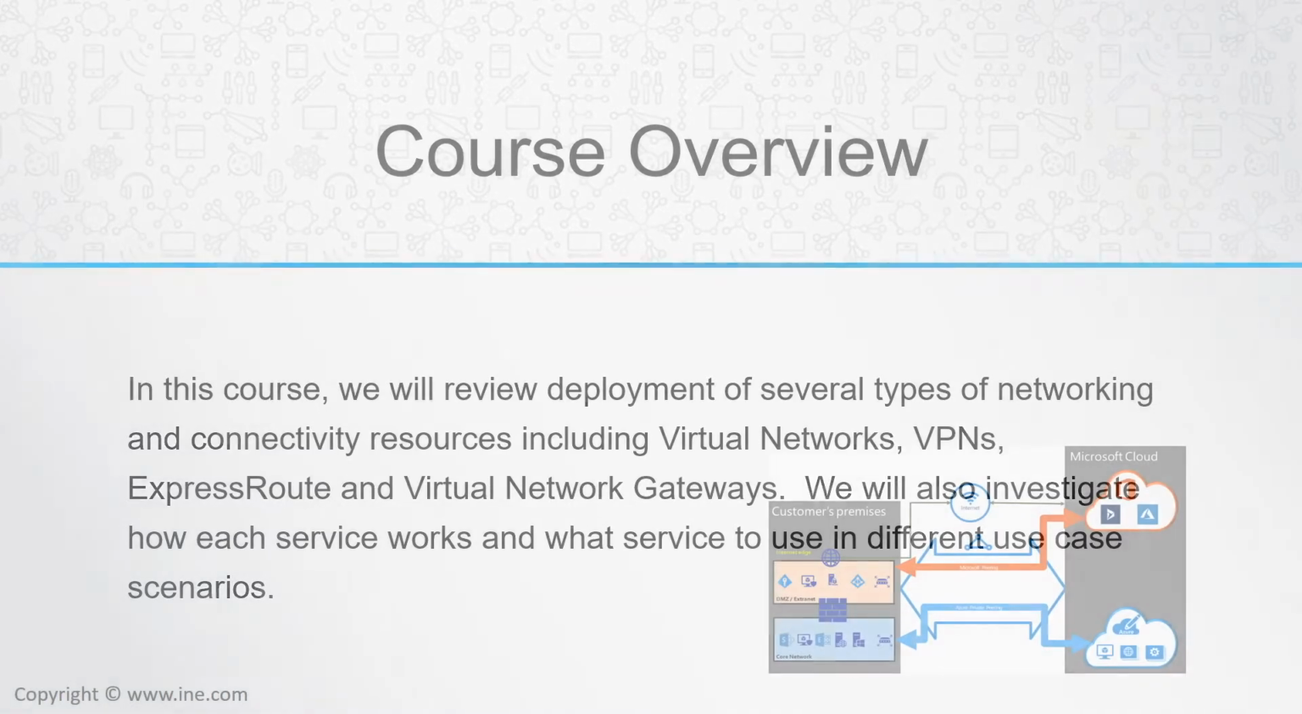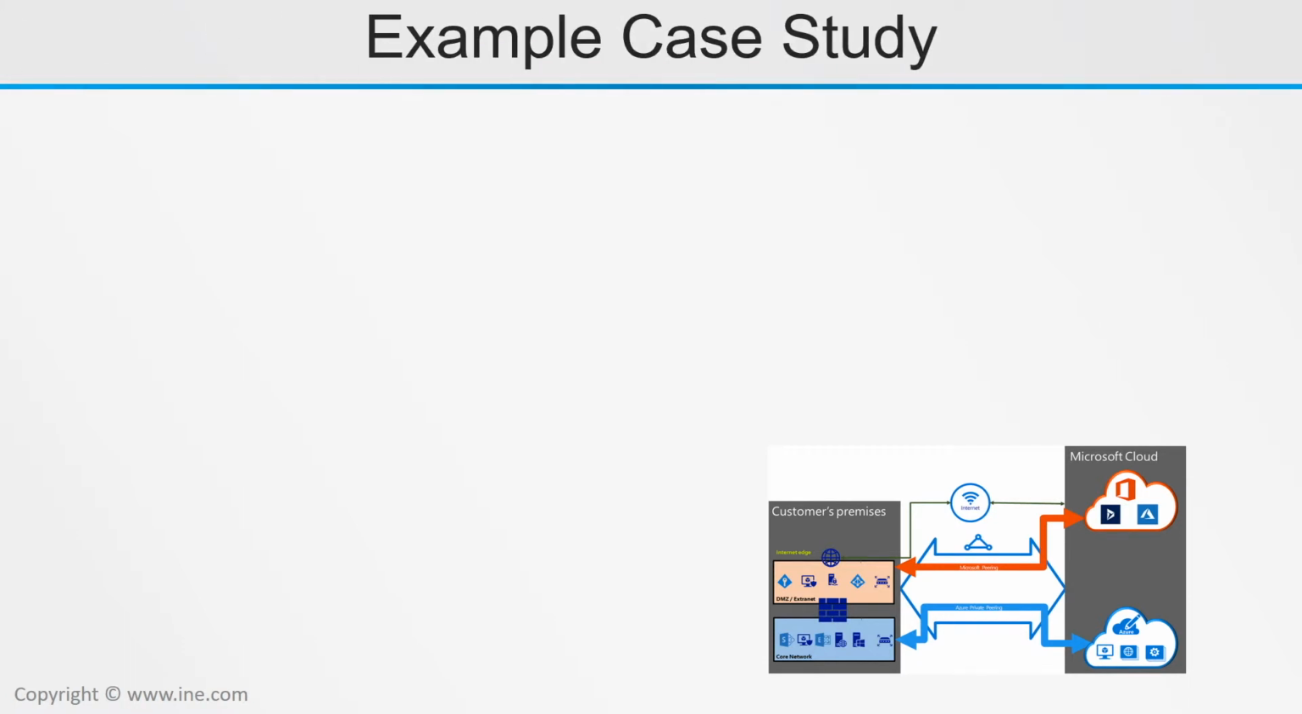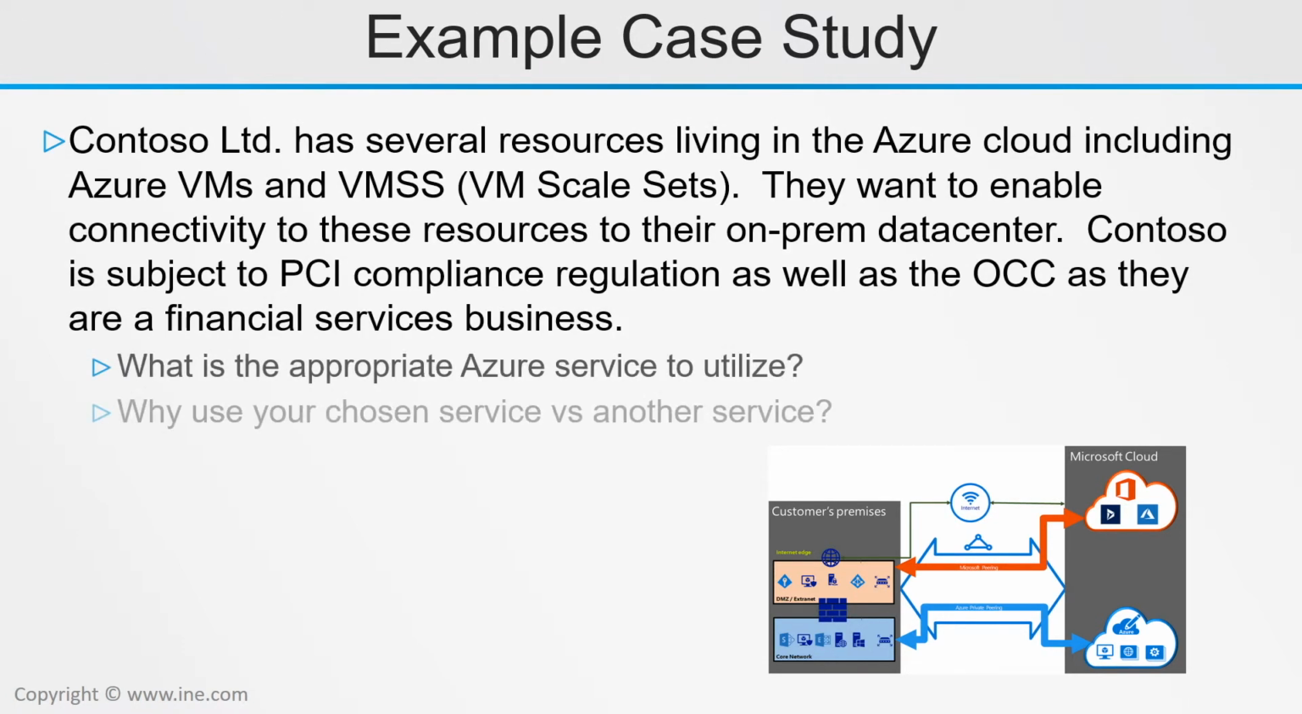So for example, in this particular case study, the company Contoso has several resources living in the cloud, including some scale sets and some VMs, and they want to enable connectivity to these resources from their on-prem data center. They are subject to some PCI compliance regulation as well as some OCC oversight, as they're a financial service business. A couple of follow-up questions: what is the appropriate service to use, why would you use it, and what is the best practice to deploy it? And if you look at the infographic, there's a hint there.